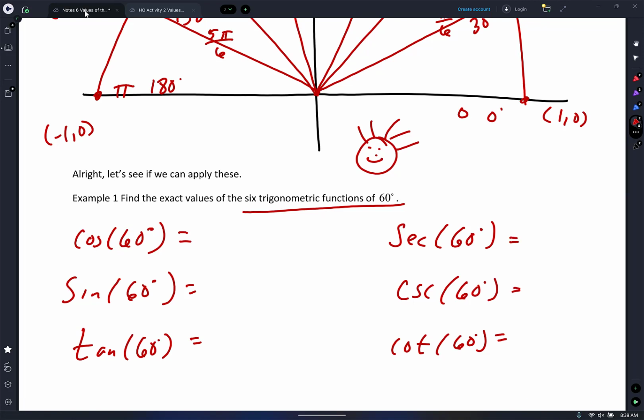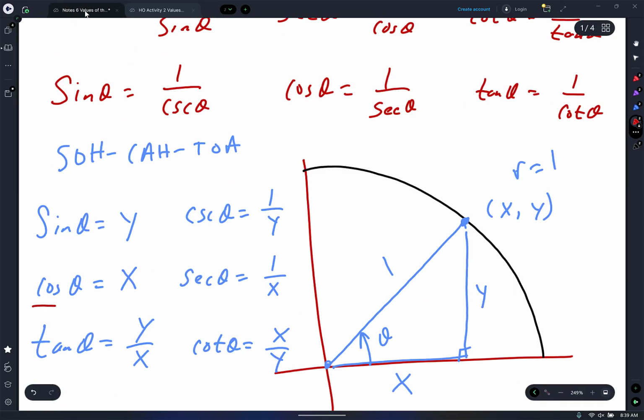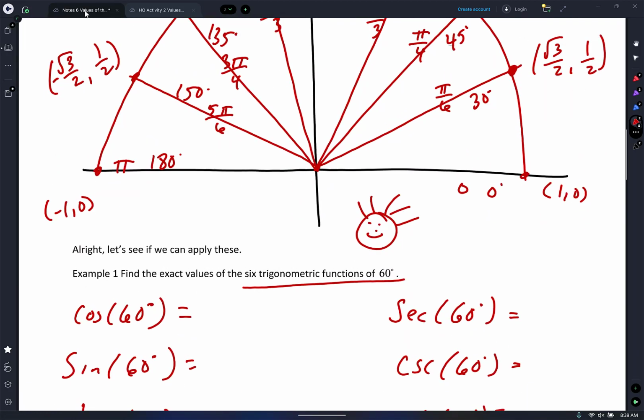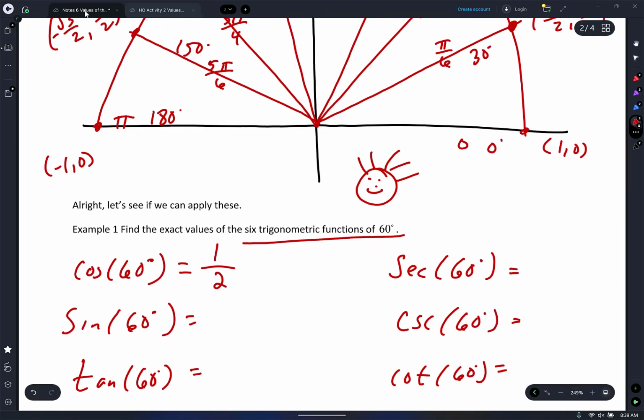Remember that cosine is the x value. So I go to 60 degrees and the x value is, yeah, 1/2. Not everyone at the same time. Then I go to 60 degrees again and I look for the sine value. Sine is the y value, so I'm going to write, yeah, square root of 3 over 2.